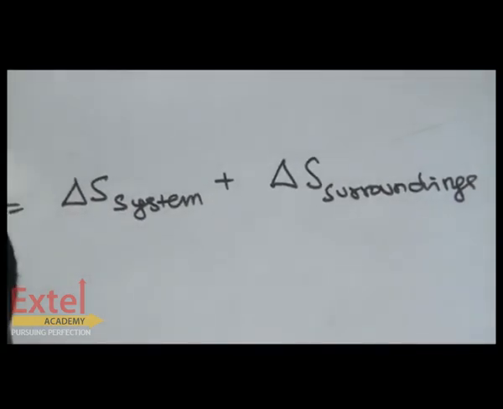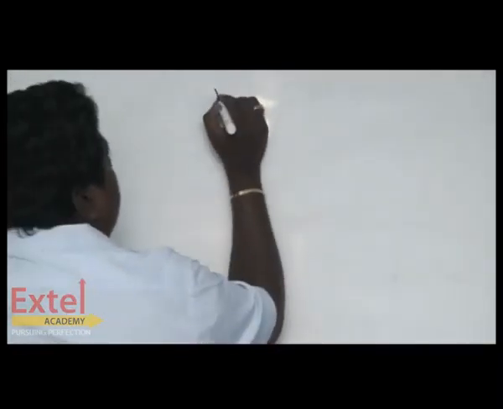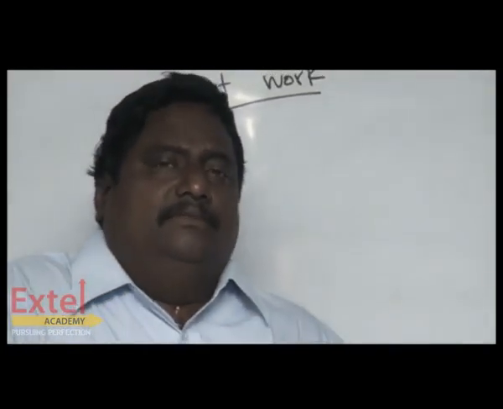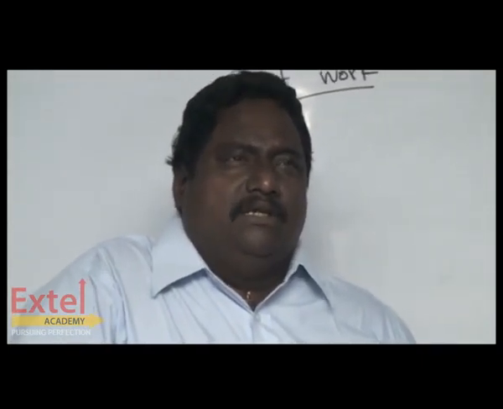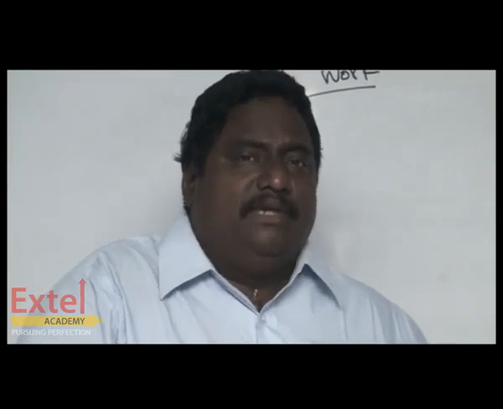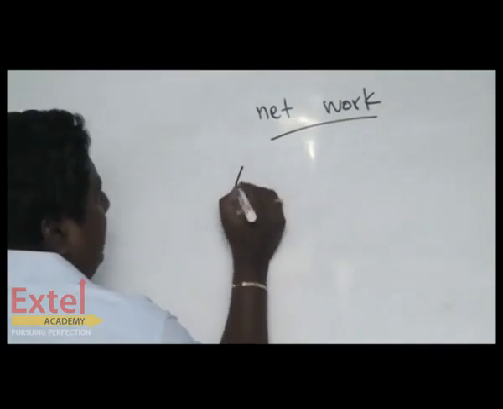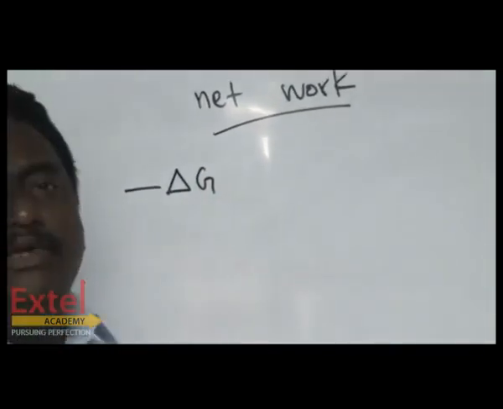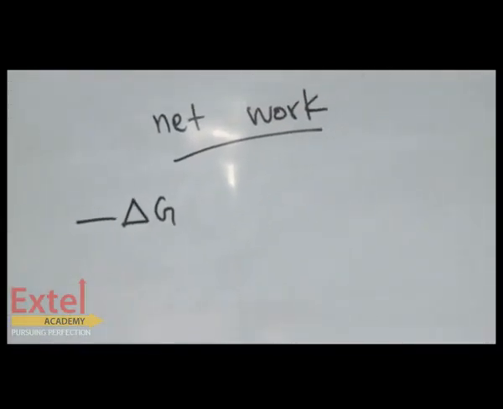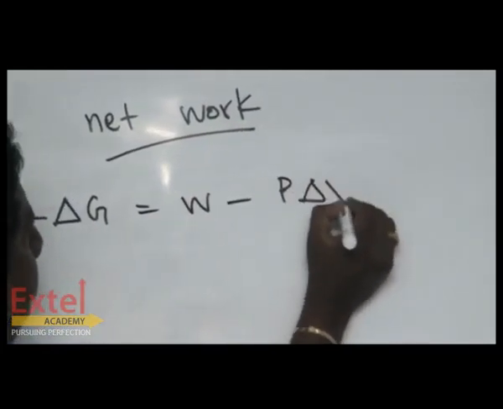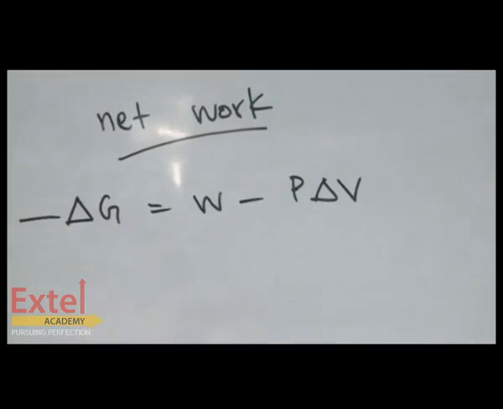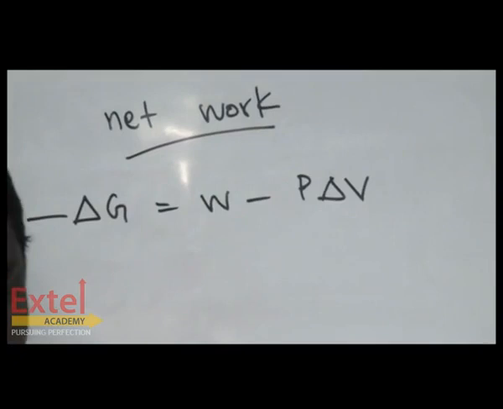Then the next concept is net work, total work. What is that? Net here means total, the total work. Whenever work has been done, the free energy of the system has been utilized. Suppose a molecule is moving. Why is it moving? How is it moving? By using its energy. Its internal energy changes. While doing the work, internal energy of the system changes. That's why we are putting minus in front of that. So minus delta G can be written as W minus P delta V. W means work, P means pressure, delta V means change in volume.